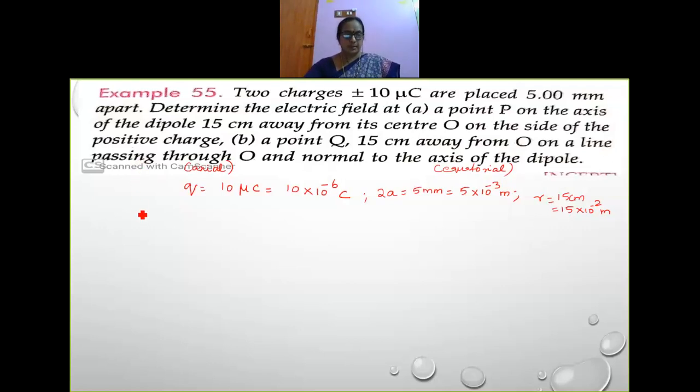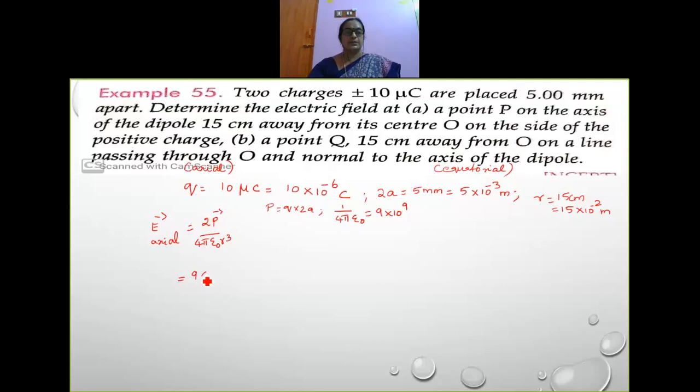So hope you remember the formula for the axial line. The electric field at a point along the axis of the dipole. What is the formula? 2p by 4 pi epsilon naught r cube. And you know the formula for p is q into 2a, and you should also know 1 by 4 pi epsilon naught is substituted as 9 into 10 power 9, right? So let us substitute here.